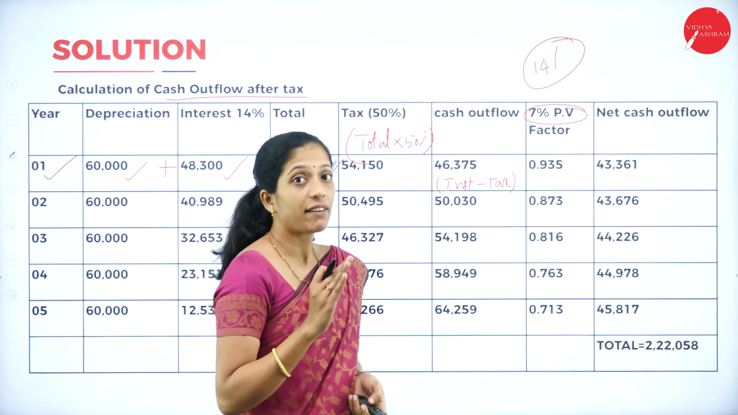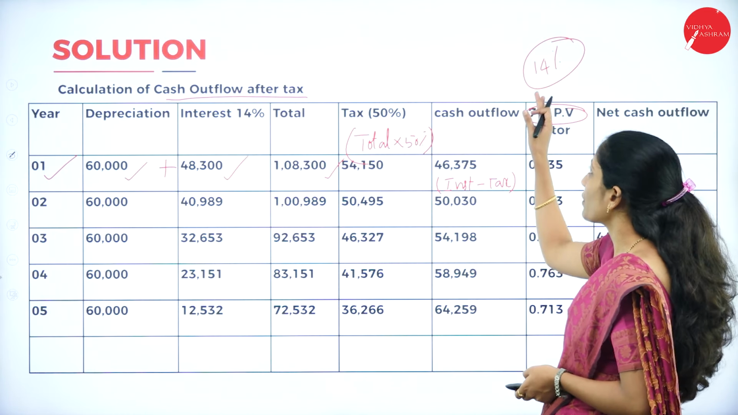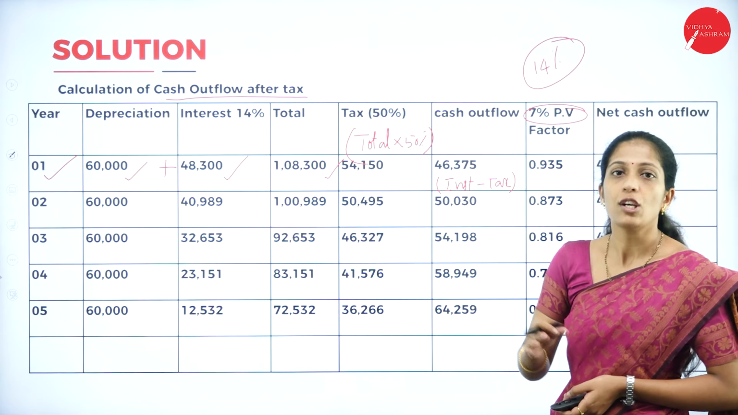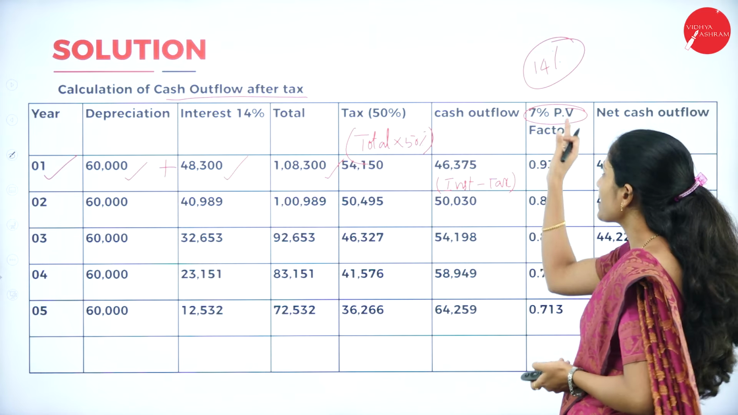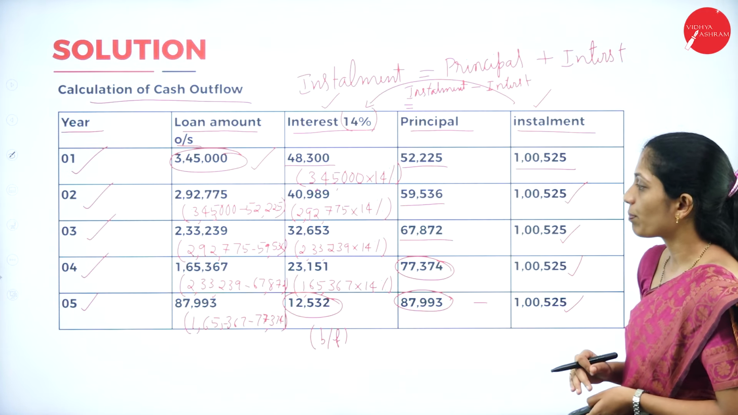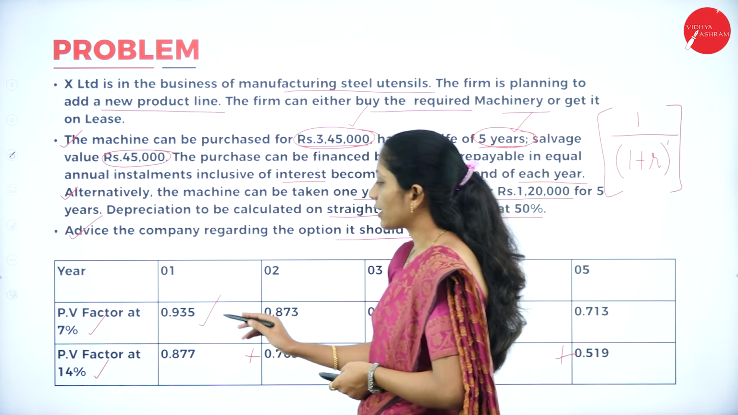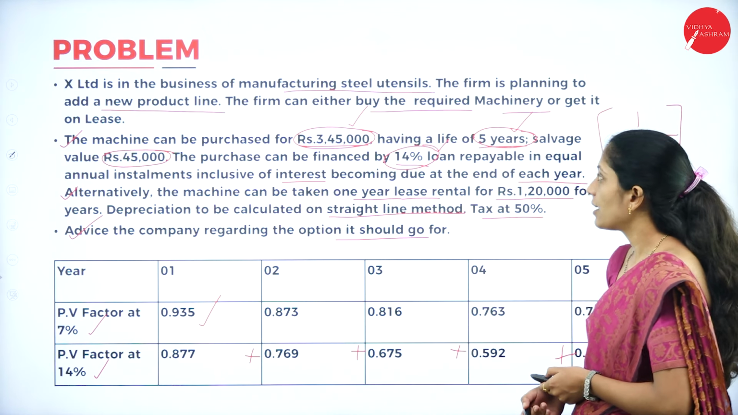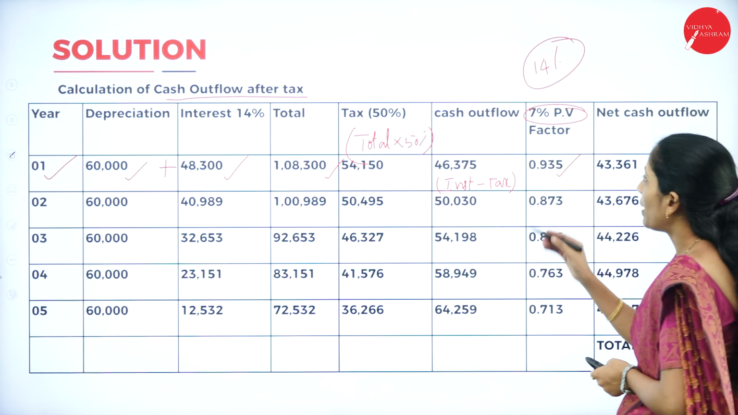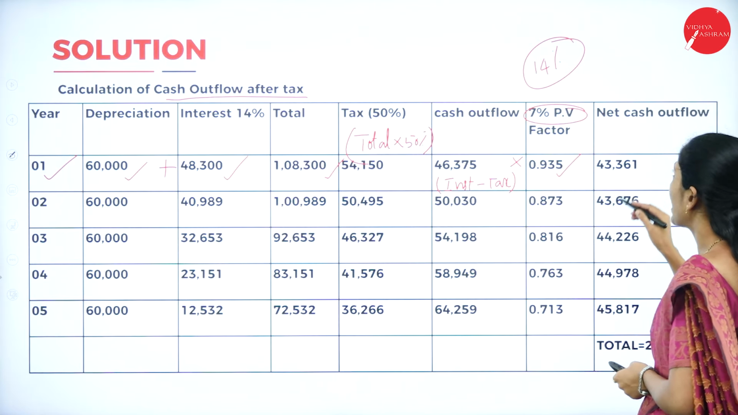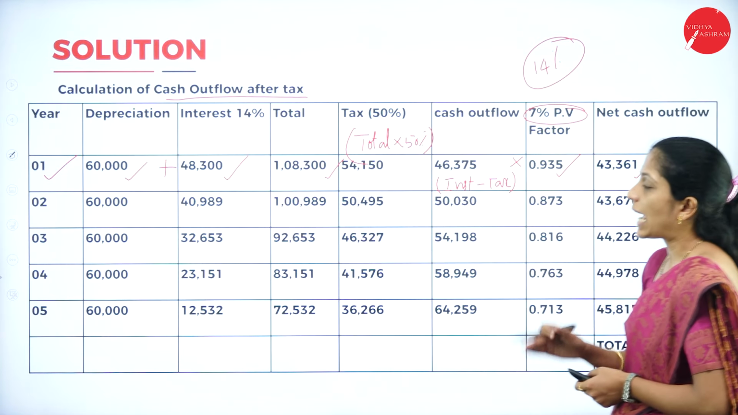Now PV factor of 7%. I have already told you why we are going to take the 7% PV factor: the rate of interest they have given on the loan is 14%. Tax is 50%, so half of that is 7%. So we have to take the 7% PV factor. Here they have given the PV factor of 7%. First year PV factor of 7% is 0.935. So take that amount. When you multiply cash outflow into PV factor, you will get the net cash outflow, that is 43,361.